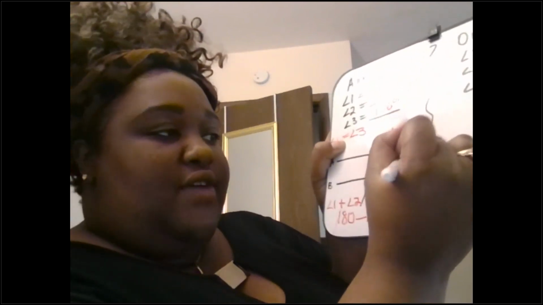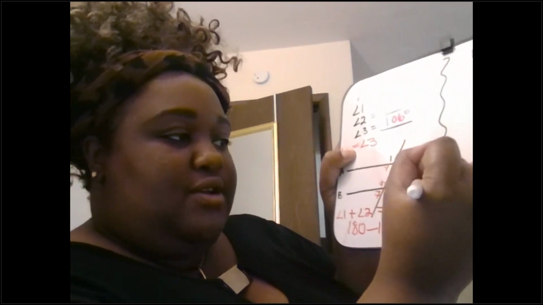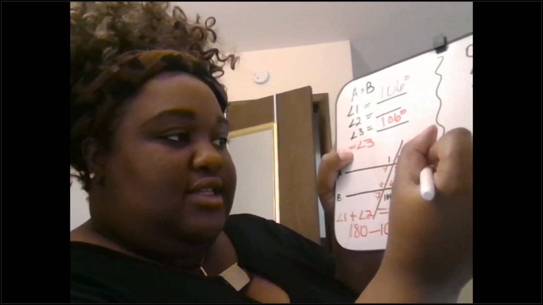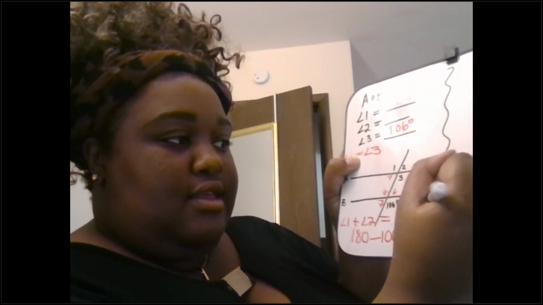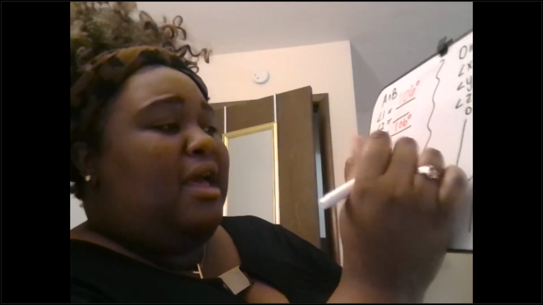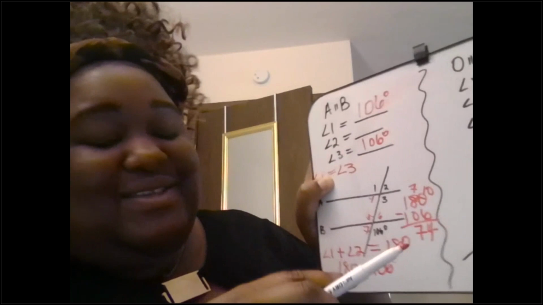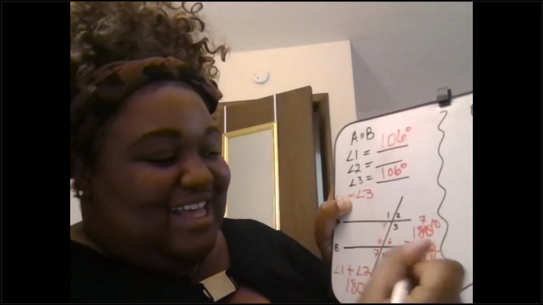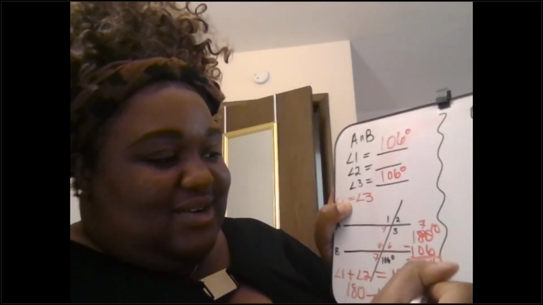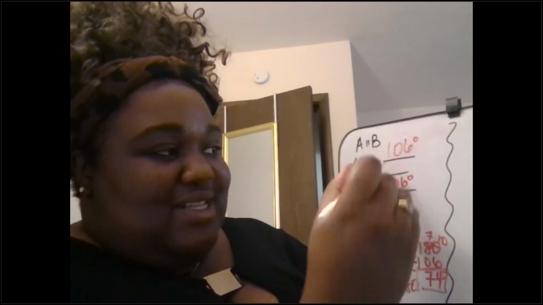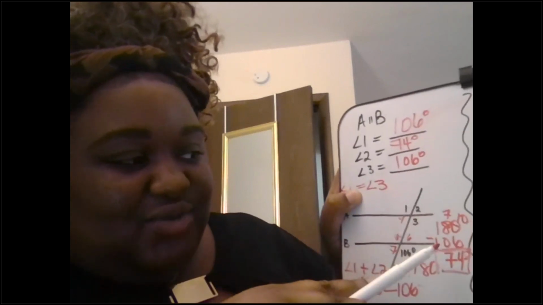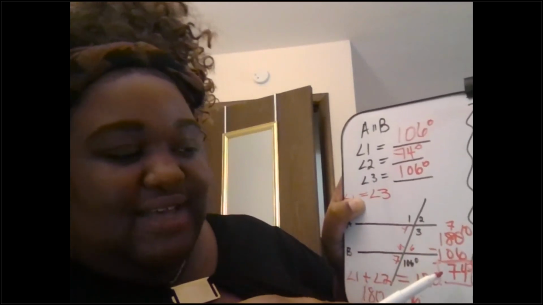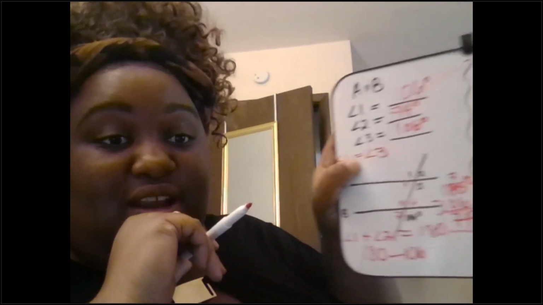And then I'm just going to solve it here. 180 minus 106. That's going to give me, oh, did I write that right? Yeah. Okay, so it gives me 74 degrees. So that lets me know angle 2 is 74 degrees. And a way to check that is that you would do 106 plus 74, and it should give you 180.